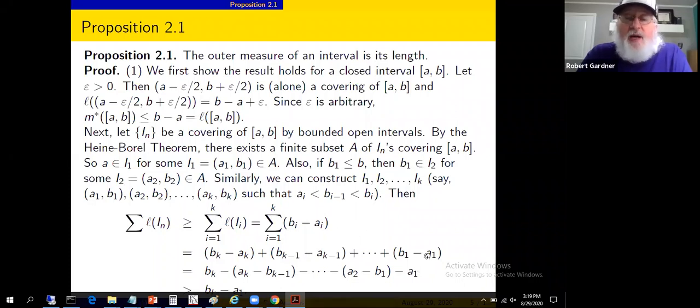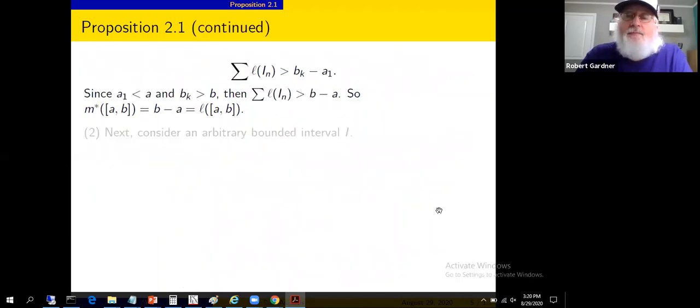It's buried at the bottom, introducing B sub K minus A sub 1. This is greater than B sub K minus A sub 1. It's visible down there or not. There's a greater than B sub K minus A sub 1. Next slide. This is exactly what we had from the previous slide.